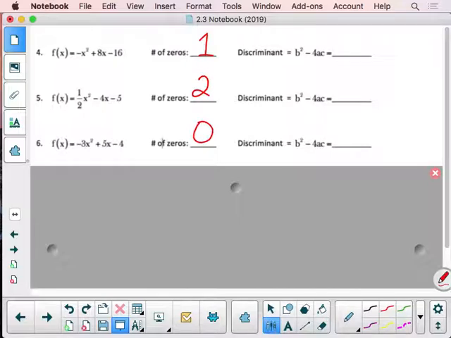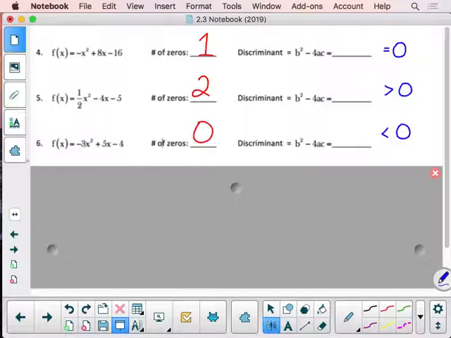So what can we predict? What do we think is going to happen here? In order to have 1 real 0 for number 4, our discriminant, we're going to guess here, has to be equal to 0. Let's see if it works out. In order for number 5 to have 2 real zeros, our discriminant has to be bigger than 0. That's what we're guessing. And for us to have no real zeros at all, it would have to be less than 0 or negative.